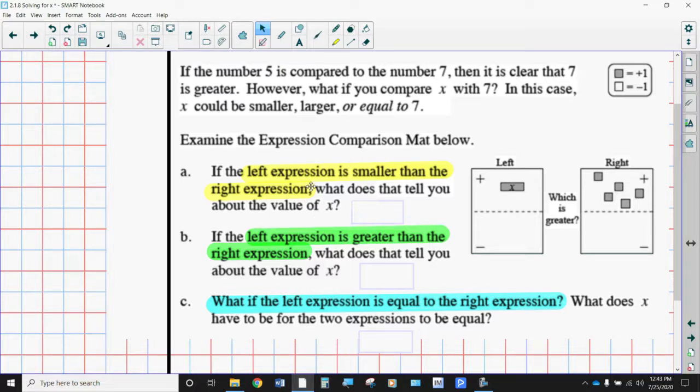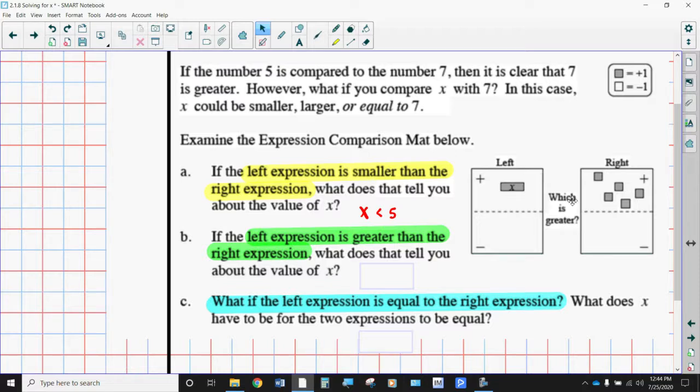Well, I feel like this seems pretty logical, where if x has a lower value than 5, then that means x has to be less than 5, right? So x could be 4, it could be 3, it could be 2, it could be any negative number, as long as it's less than 5. That could be a solution for x.